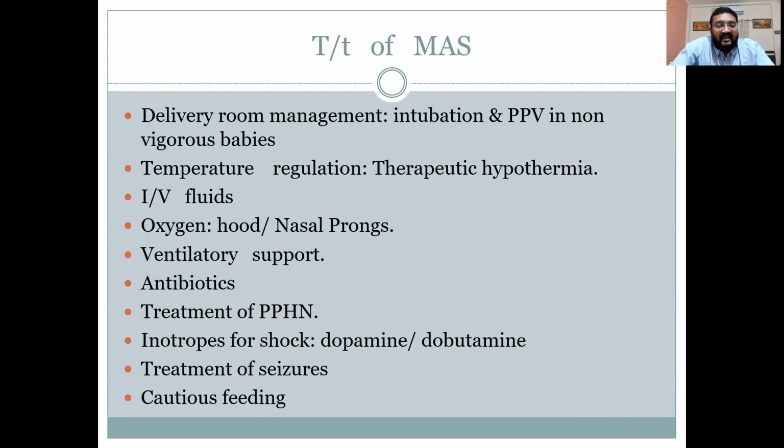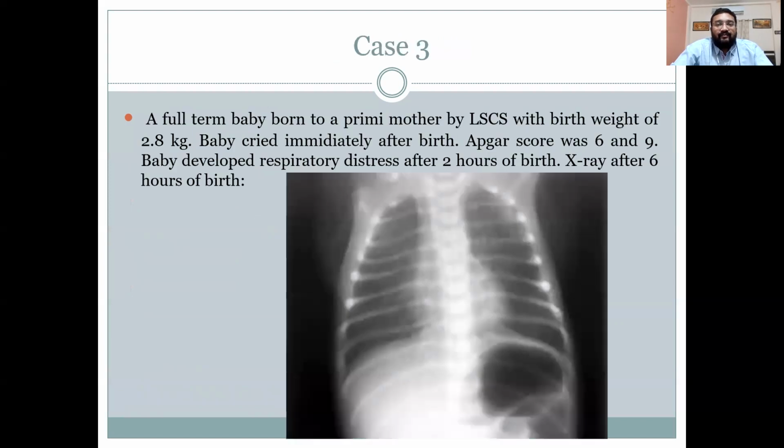And feeding is started only when the child is hemodynamically stable. You can start trophic feed as soon as possible following birth because it helps in improving the survival of babies. So this was all about meconium aspiration syndrome.